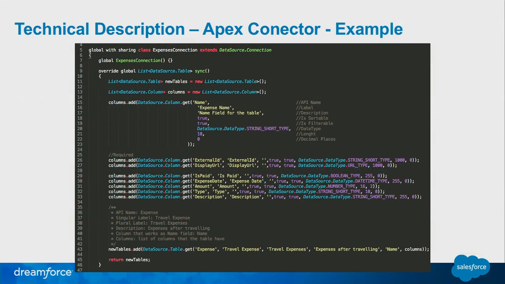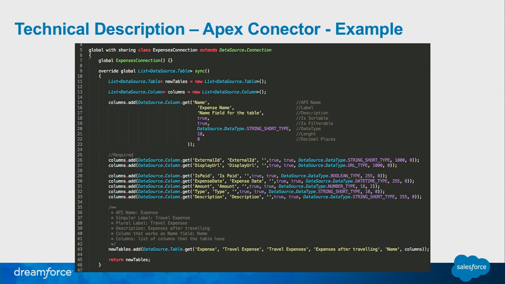But let me explain a little bit more with an example. Many of us are developers, and we would like to know more about this. This is a hardcoded example. I'm not reading anything from outside, but it's enough in order to show you how external objects are created with Apex Connector, and it could give you an idea about this.